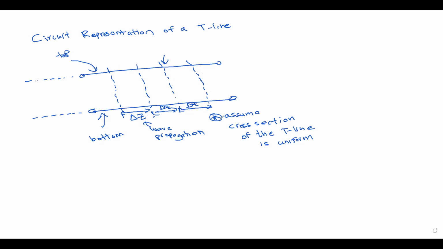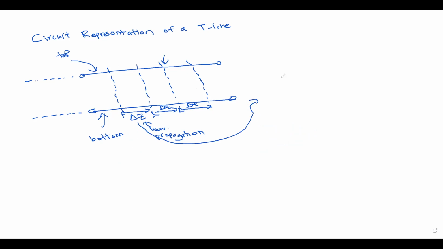All those delta Z components are equal to each other, so studying only one delta Z component is sufficient for our calculations. We are only going to take a delta Z length of this transmission line and study that. Okay, I will draw that part in here.